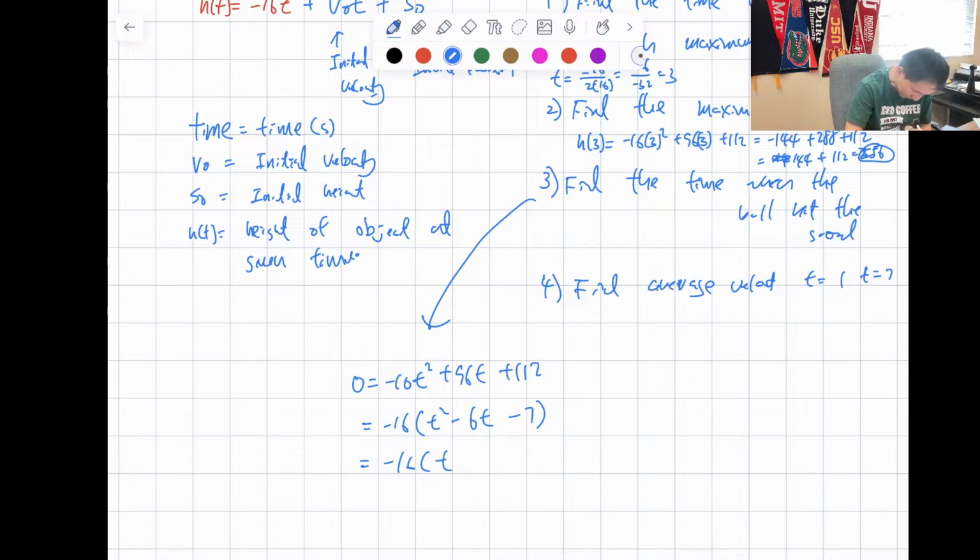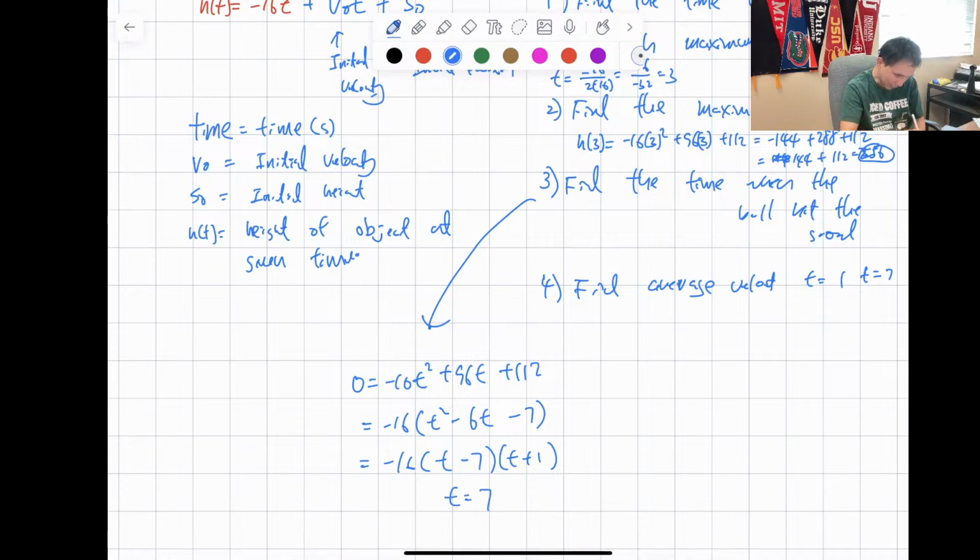The factors are going to be t minus 7 and t plus 1. Is that okay? t equals 7, t equals negative 1. Which one's extraneous? Why is negative 1 extraneous? Because it cannot go back in time.